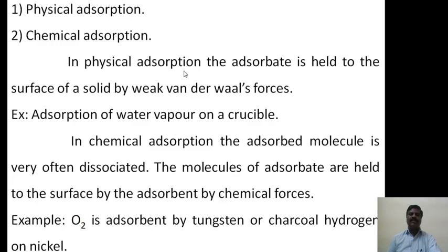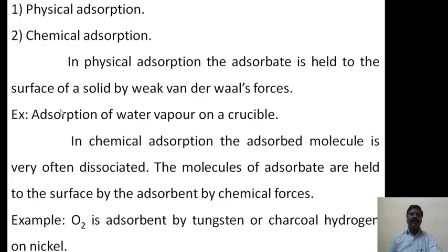In physical adsorption, the adsorbate is held to the surface by weak van der Waals forces. Therefore, the force responsible between the adsorbate and adsorbent is the weak van der Waals force, and this is called physical adsorption. An example for this is the adsorption of water vapor on a crucible.